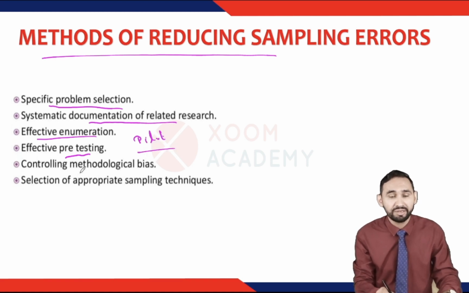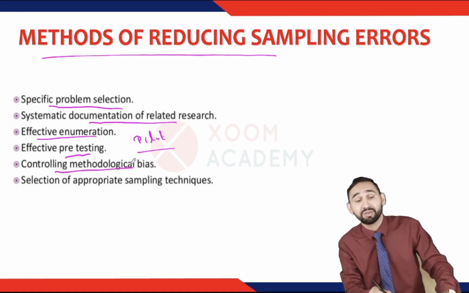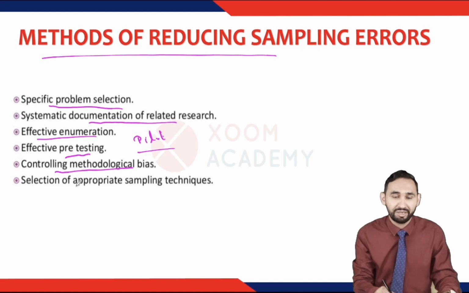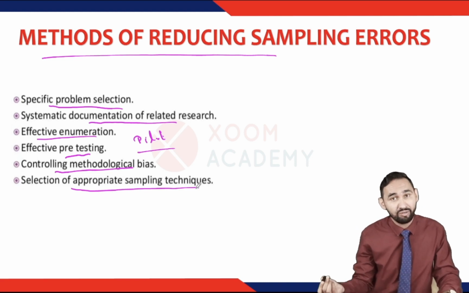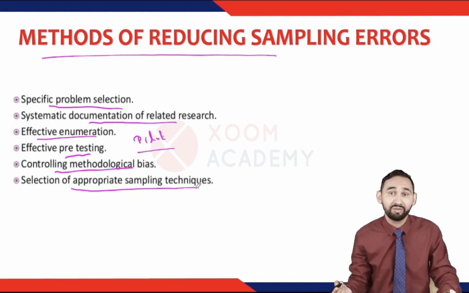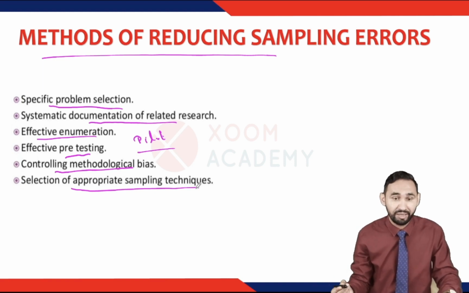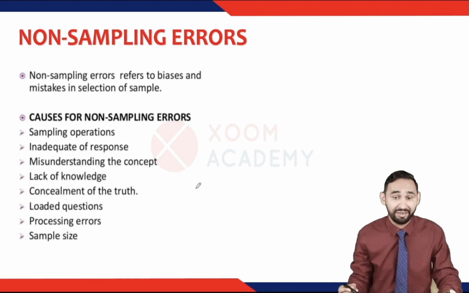Methodology. Different methodologies are used, in which bias may arise. We should control our methodologies. Selection of appropriate sampling technique: an appropriate sampling technique is a technique which is used according to the scenario, according to the situation, according to circumstances, according to our time, according to our budget, according to our research question. So by doing this, we can reduce sampling errors.